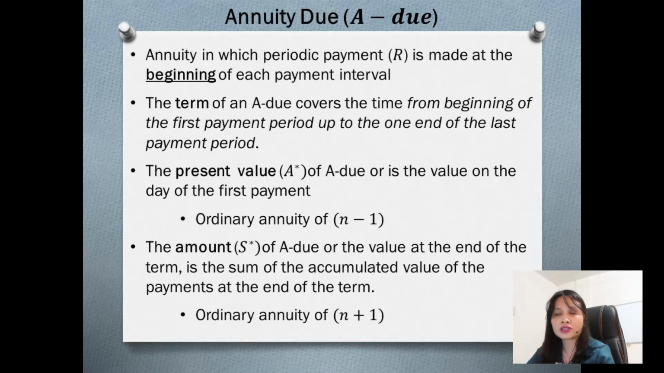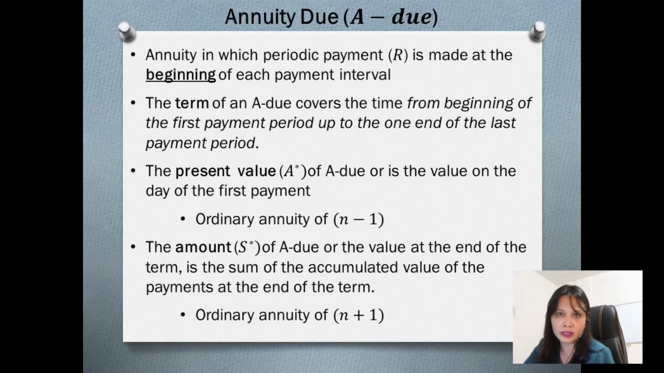The present value of an annuity due, denoted by A asterisk, is the value on the day of the first payment. And the amount, S asterisk, of an annuity due, or the value at the end of the term, is the sum of the accumulated value of the payments at the end of the term. Same thing lang. So that is annuity due.